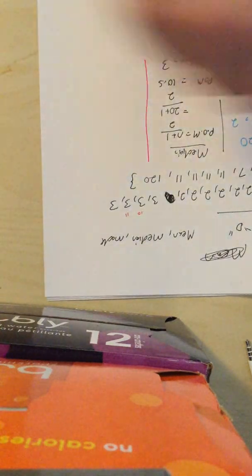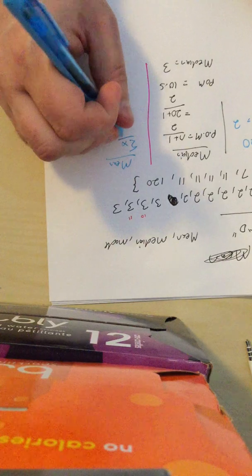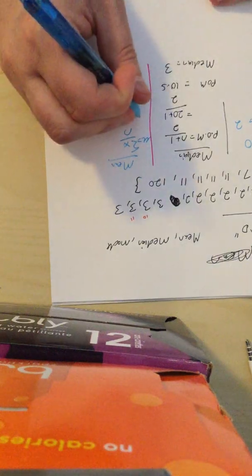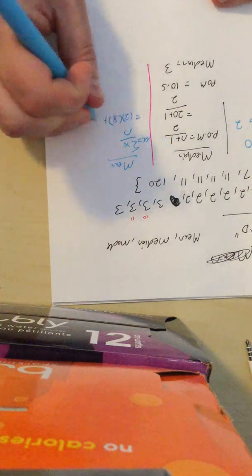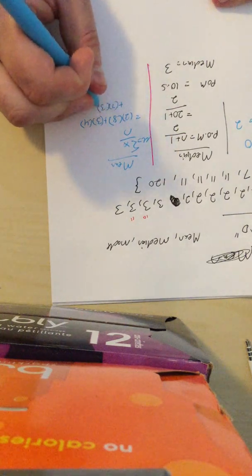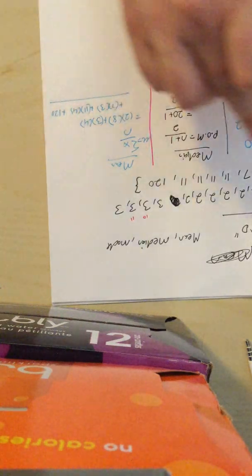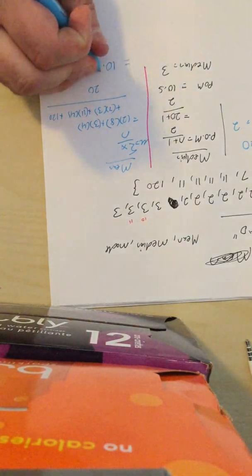And less exciting, if we wanted to find the mean, it's going to be the sum of x over n, which is going to be, I'm looking at it, 2 times 8 plus 3 times 4 plus 7 times 3 plus 11 times 4 plus 120, all divided by 20, which is, calculator, 10.7. Okay.